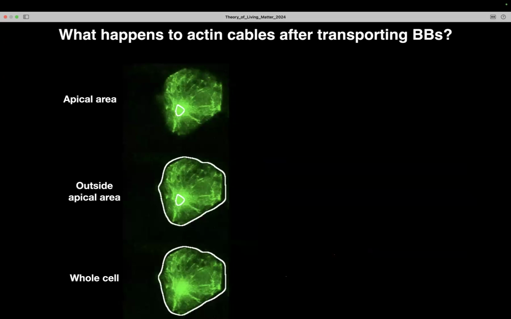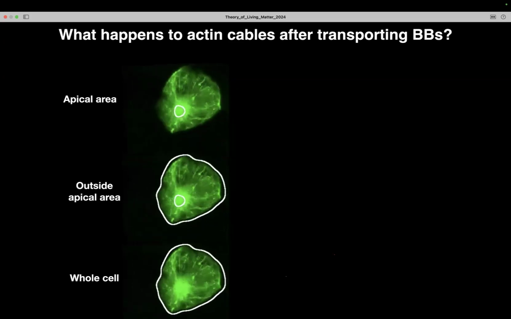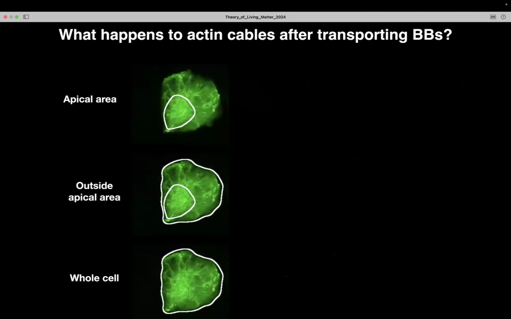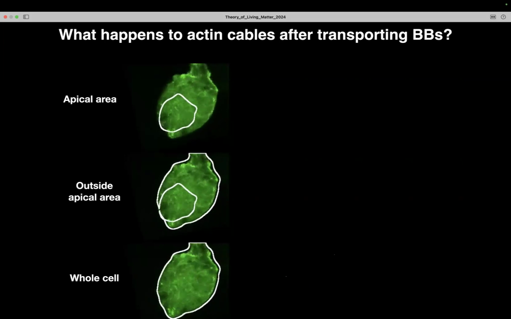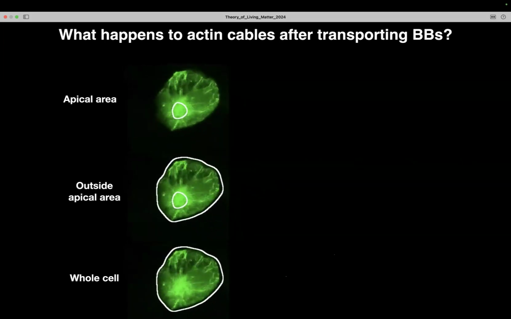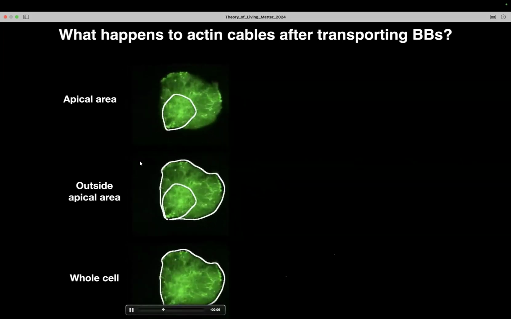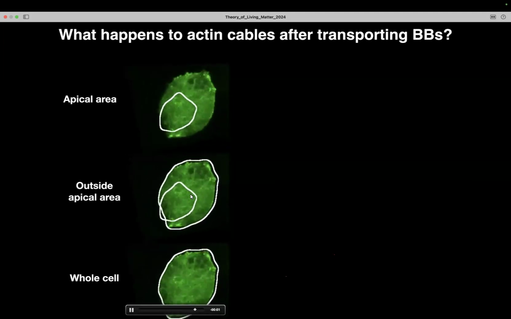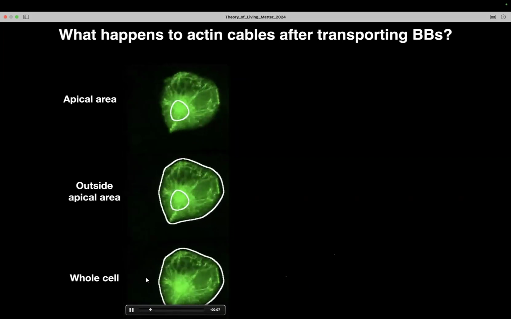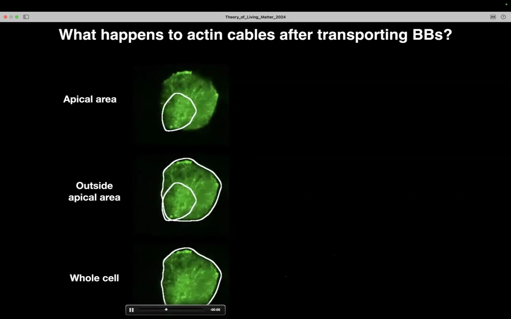Now, to understand a little bit better the dynamics of these cables in the context of the movement of basal bodies, we quantified the intensity of actin in different positions of the cell. We look at the intensity just underneath the expanding apical domain, which we call the apical area. Then we look at the intensity of these actin cables outside of the apical area. And at the bottom, we look at the entire volume of the cell.